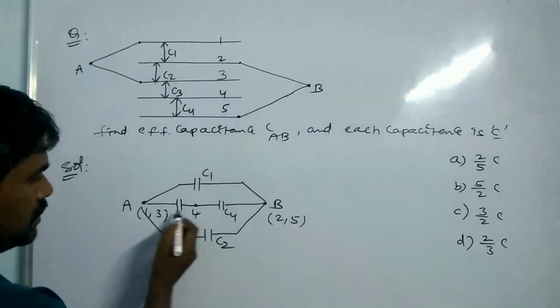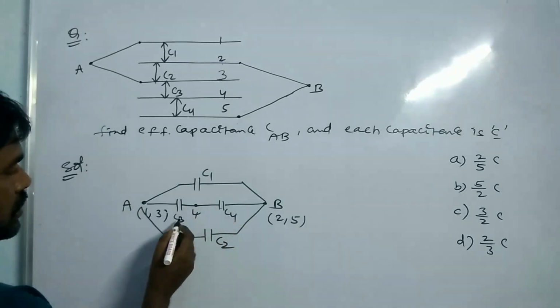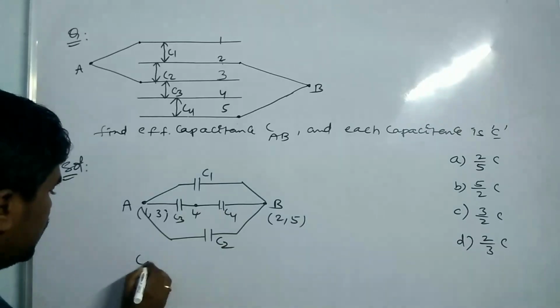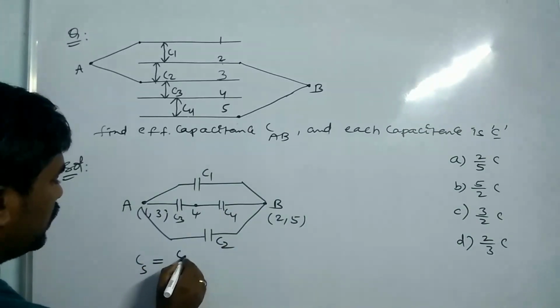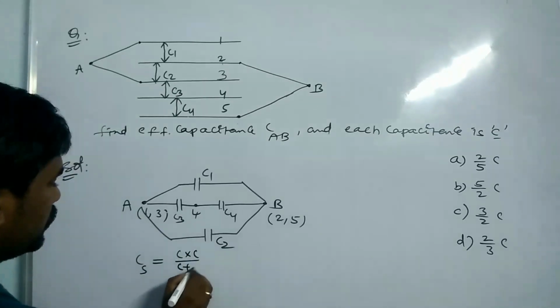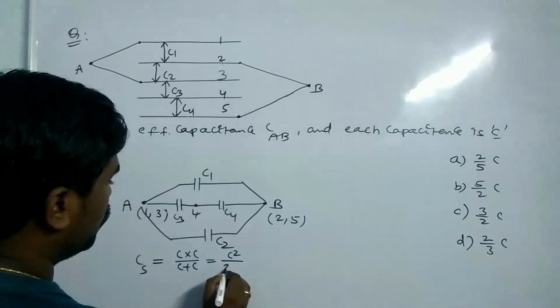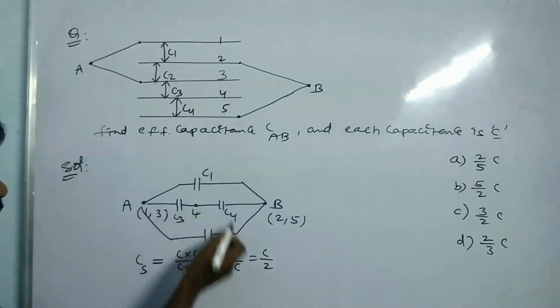These two capacitors are in series combination, and these two capacitors are in series combination. Each capacitor has C. The series combination is C1 C2 by C1 plus C2, that is C times C by C plus C, which is C square by 2C. It is C by 2.